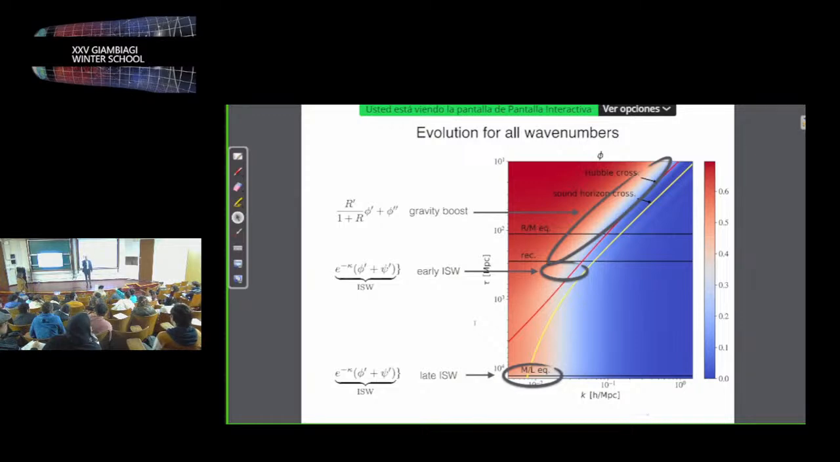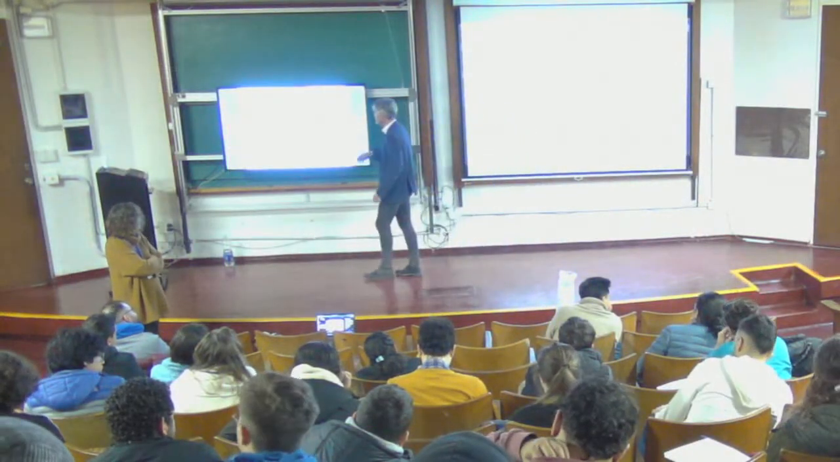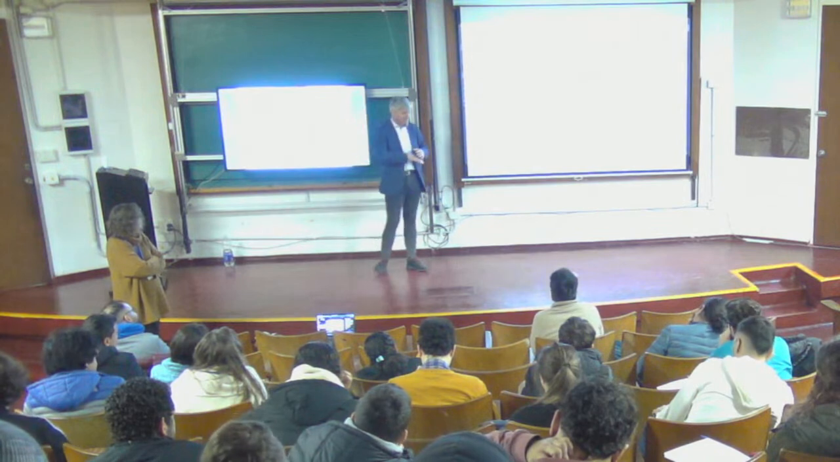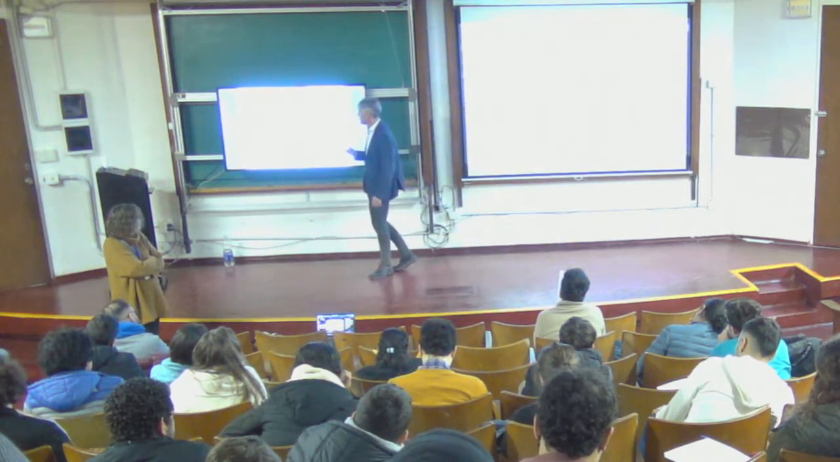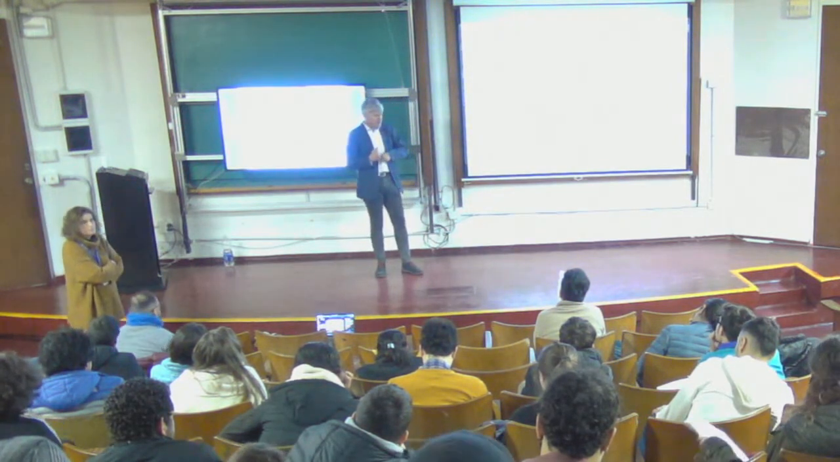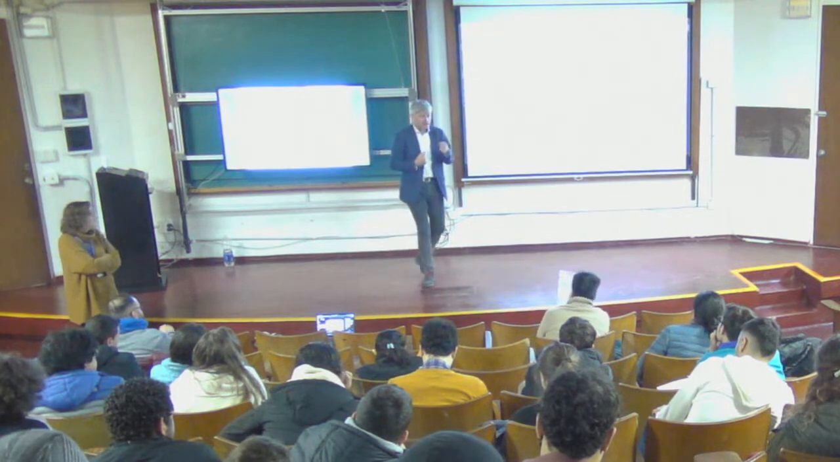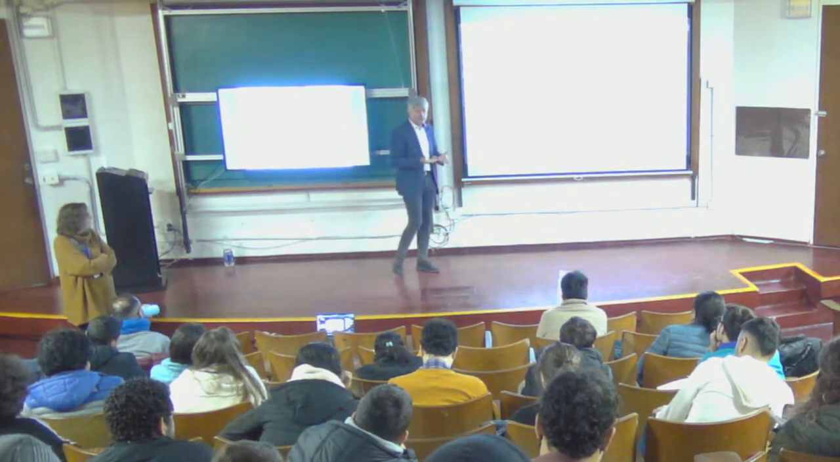The late integrated Sachs-Wolfe effect is also related to structure formation. It's a combination of two things. It's a combination of the fact that since you have structure formation, phi and psi have a non-trivial evolution, but this non-trivial evolution is revealed by the fact that the background evolution is given by lambda domination.